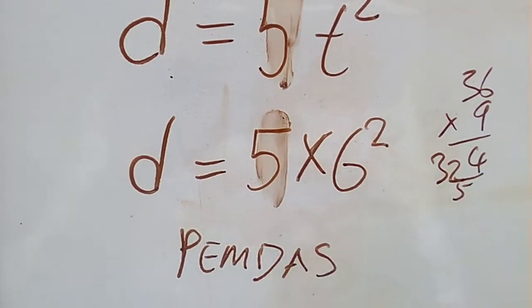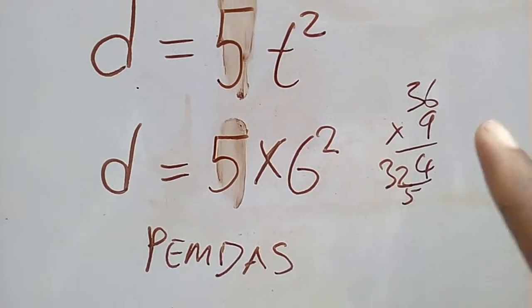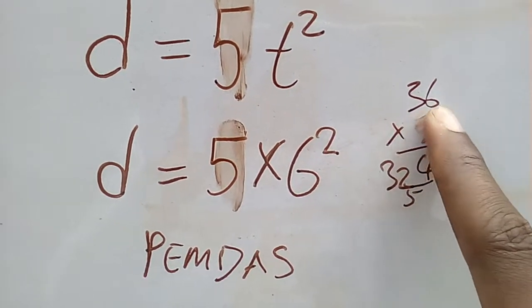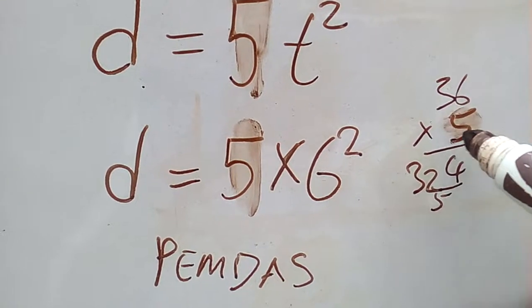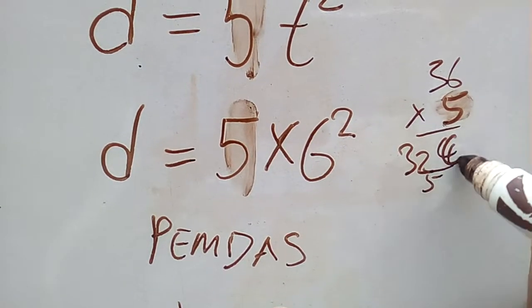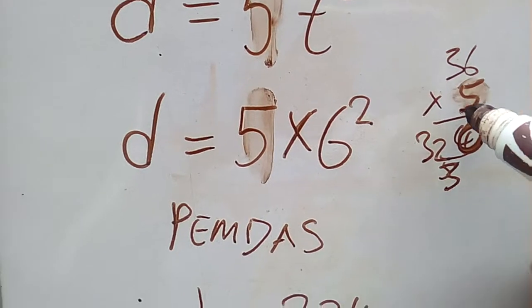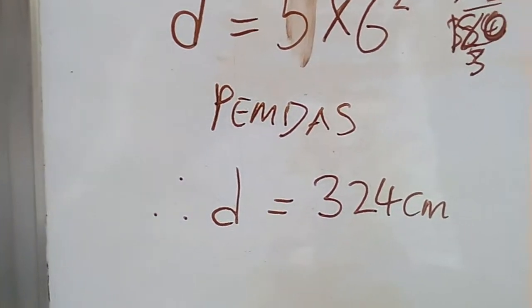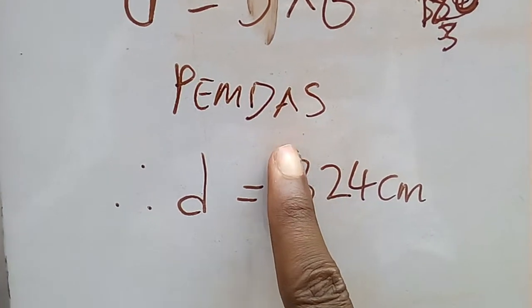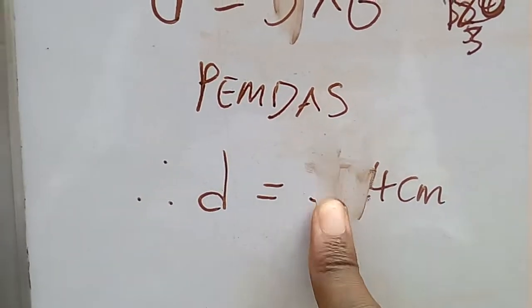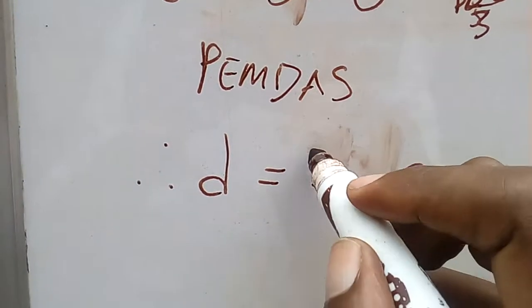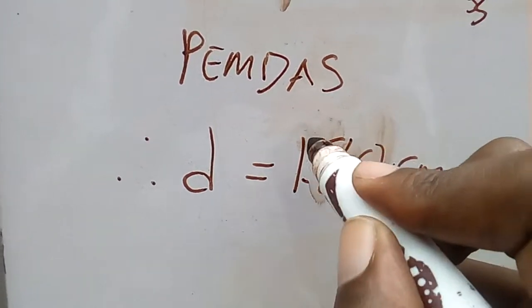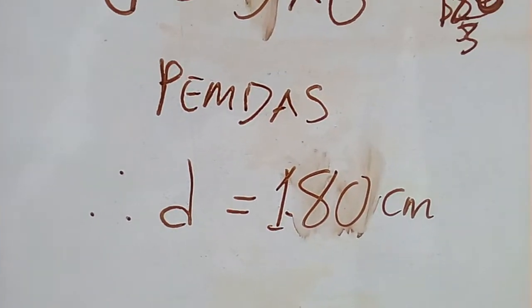So actually this should be 36 times 5. 5 times 6 is 30, and 5 times 3 is 15, plus 3, 18. So D should be 180. D should be 180 centimeters.